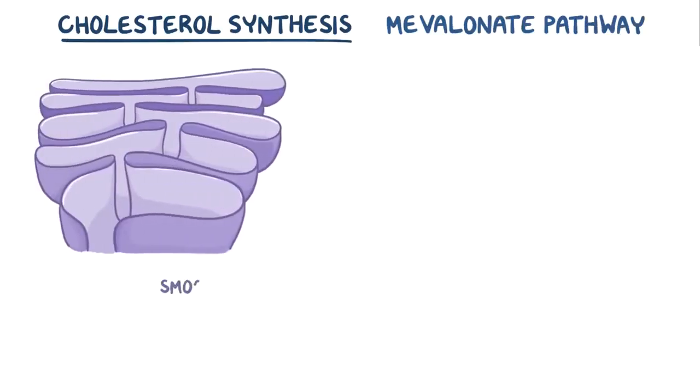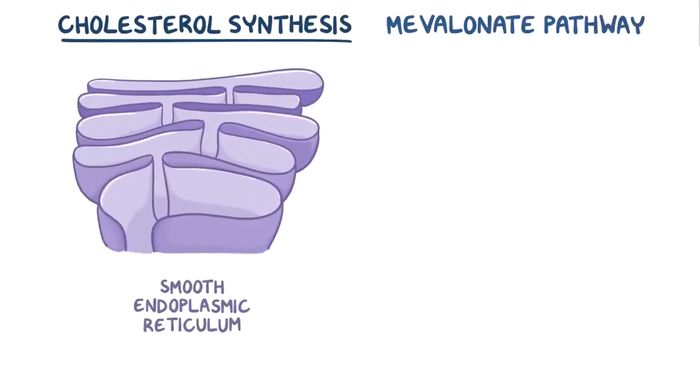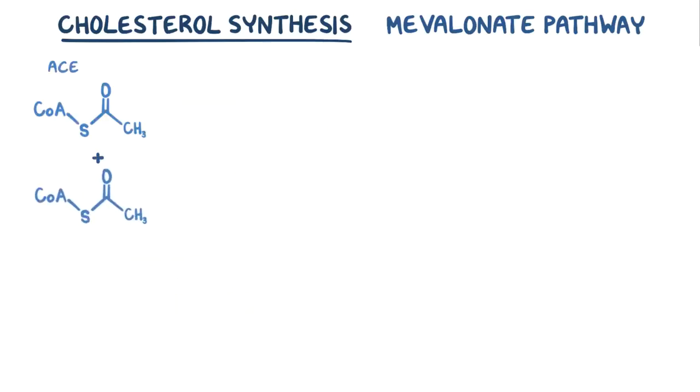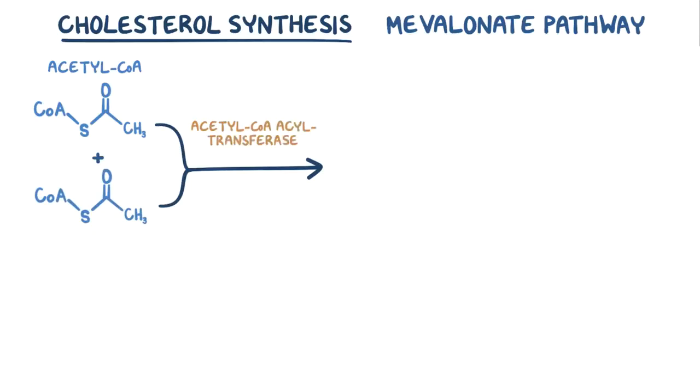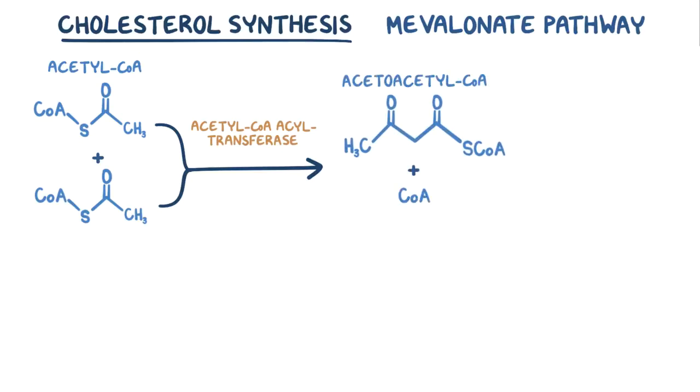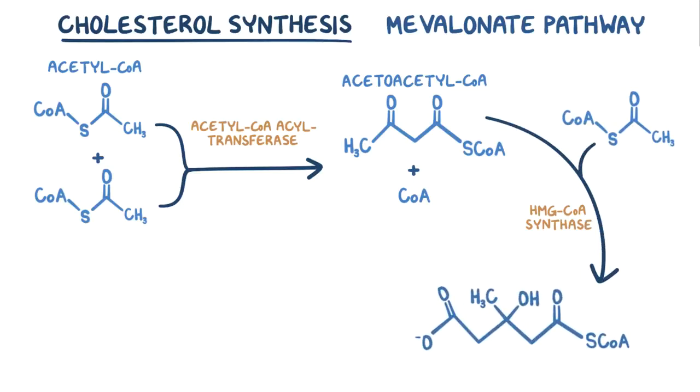Cholesterol synthesis, also called the mevalonate pathway, happens in the smooth endoplasmic reticulum of the cell. It starts with two acetyl-CoA molecules getting joined together by the enzyme acetyl-CoA acyltransferase. The result is a 4-carbon molecule called acetoacetyl-CoA, and then a free CoA molecule. Next, the enzyme HMG-CoA synthase combines acetoacetyl-CoA and acetyl-CoA to form a 6-carbon molecule called 3-hydroxyl-3-methylgluteryl-CoA, or HMG-CoA. So 3 acetyls and then a free CoA molecule.